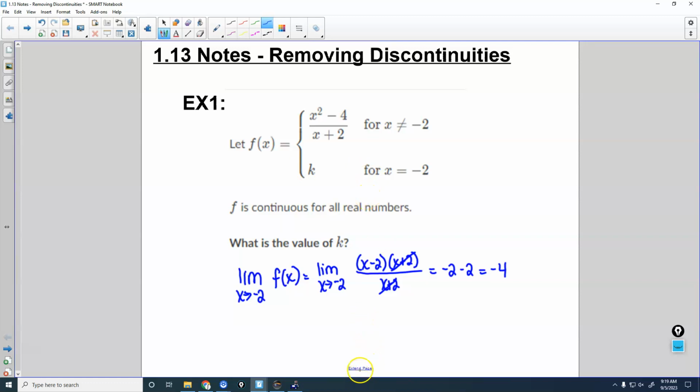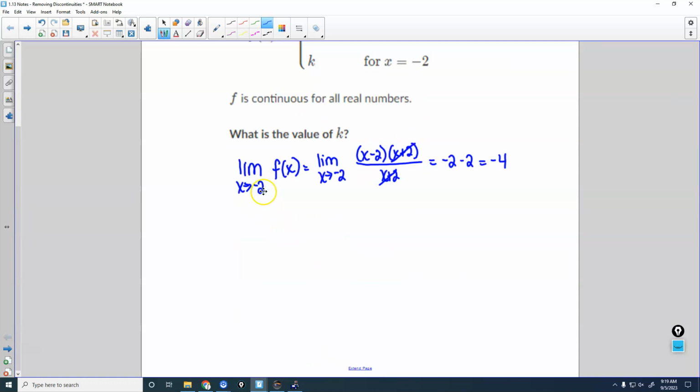All right, so what this is telling us is that if you plug in -2, you approach -4. So at -2, -4, you're going to have a hole in your graph right there. So we can very easily fix this by just saying that k would equal -4. That's the value we need to have to fill in that hole.